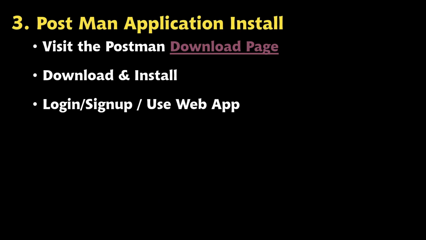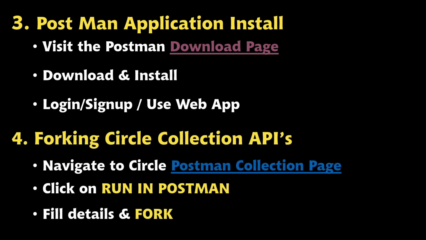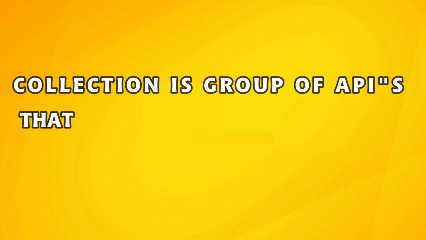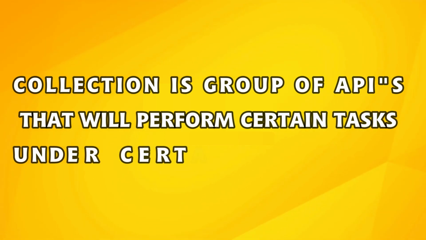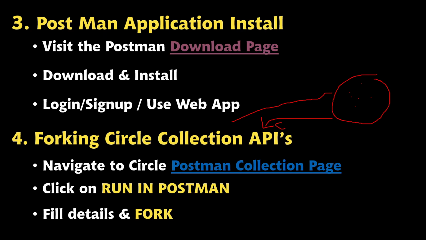So the fourth step is to fork the Circle's collection API. In simple terms, a collection is a group of APIs that you use to perform certain tasks under a certain category. So we will just navigate to the Circle's Postman collection API. Then we will click on Run in Postman, fill in the details and fork. Let me give you a brief demo of how we are going to do that.